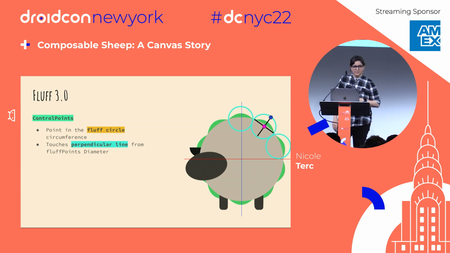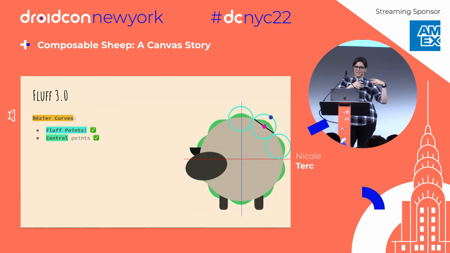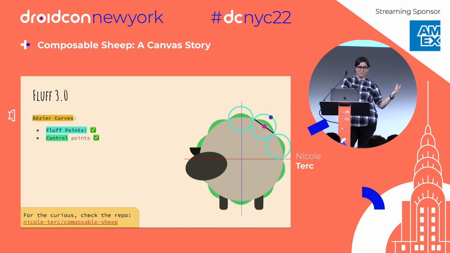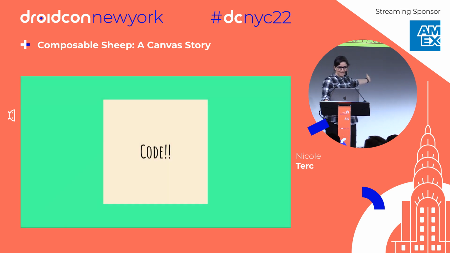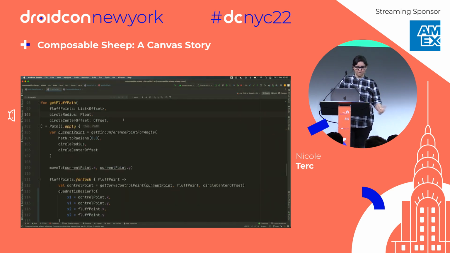The main idea is that I'm going to graph, and I'm going to get a bit technical here. I'm going to have my diameter formed by the fluff points, and I'm going to obtain the point that is perpendicular to it in order to use it as a control point and create my curve. I'm not going to go deeper than that, but we use geometry for that again, and boom, you get the control points. Again, for the curious, make sure to take a look at the code base in order to take a look at how I did it. But let's see some code of this actually working.